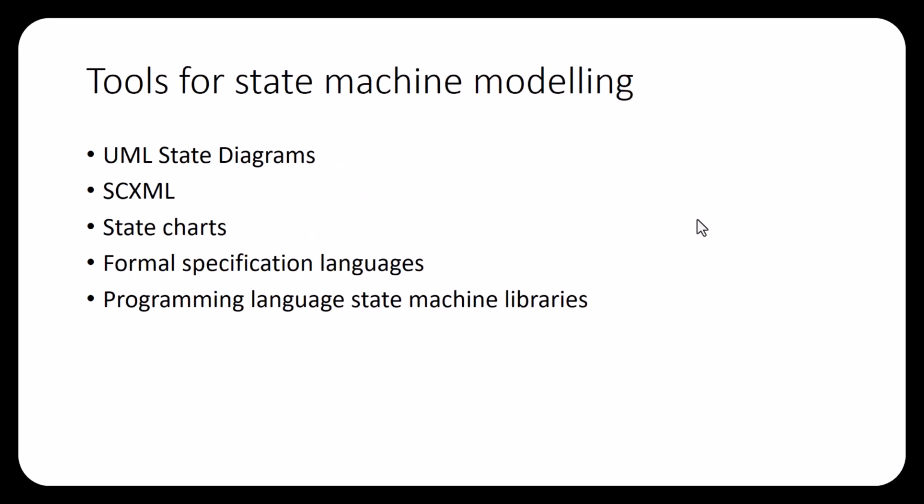Now, there are several tools that you can use for state machine modeling, such as UML state diagrams, SCXML state charts, formal specification languages, programming language state machine libraries, like Simulink, which is one good example, and LabVIEW is another example. Now, I gave you some examples of state space models which you can try on your own, like a traffic light system, door lock system, elevator system, and washing machine.